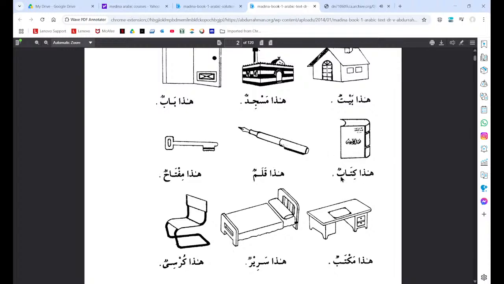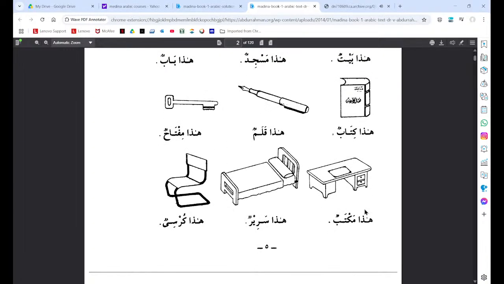Hada kitabun. This is a book. Hada qalamun. This is a pen. هذا مفتاح. This is a key. هذا مكتب. This is a desk. هذا سرير. This is a bed. هذا كرسي. This is a chair. So inshallah that was easy to understand.